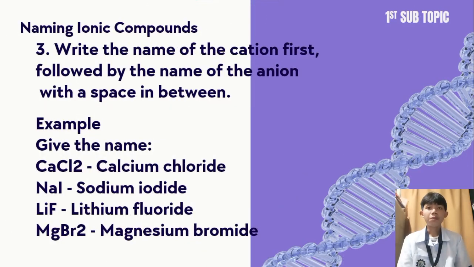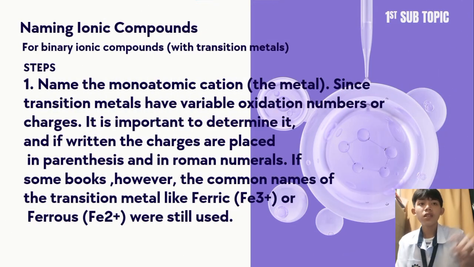Now, the third step in naming binary ionic compounds with group 1 and 2 metals is to write the name of the cation first, followed by the name of the anion with a space in between. The first example is CaCl₂ or calcium chloride. Second example is NaI, which is sodium iodide. Third example is LiF, which is lithium fluoride. Lastly, MgBr₂ or magnesium bromide.